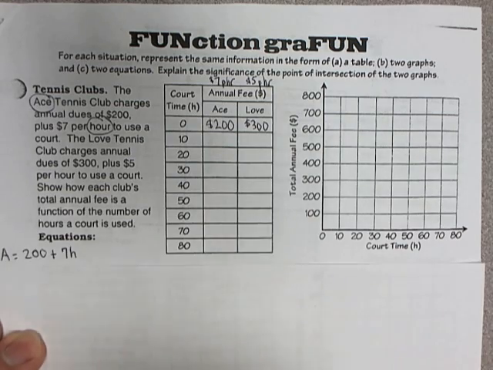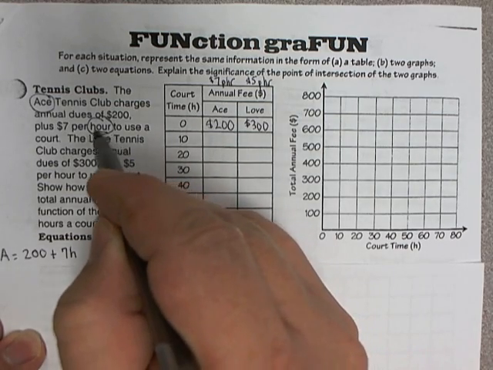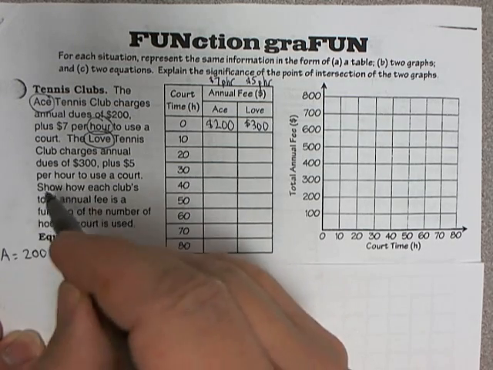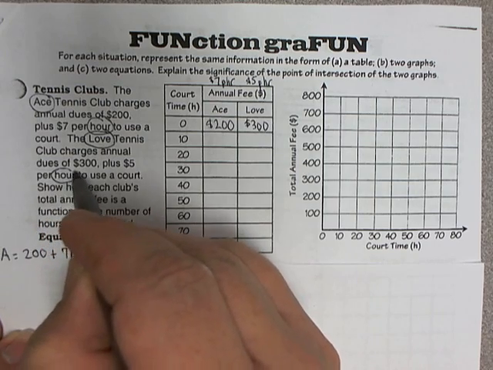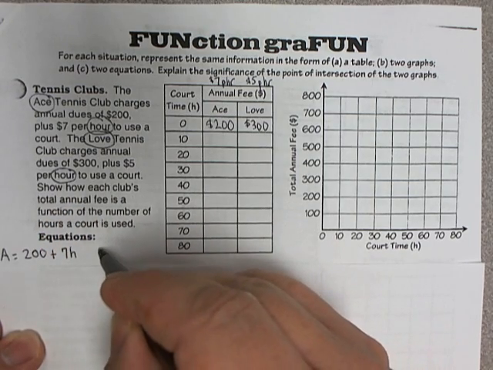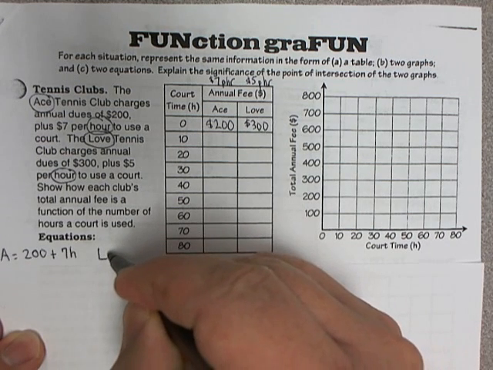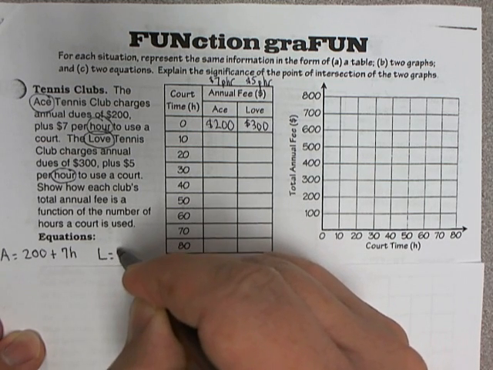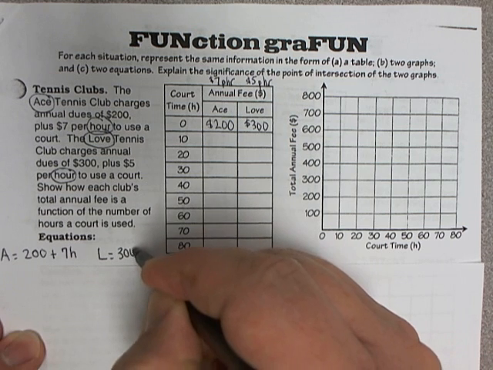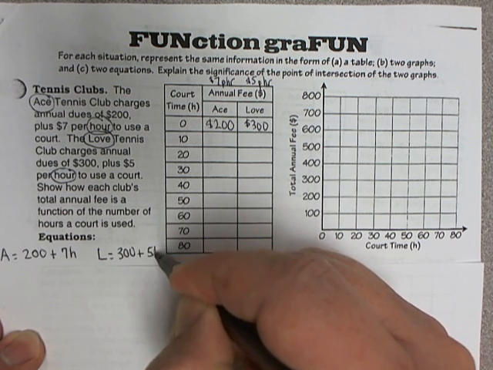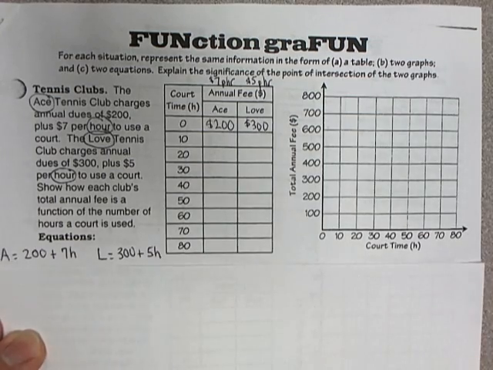Now the equation for Love Tennis Club, we're going to use the variable L to represent Love, and then we'll continue using the variable H to represent hours. So at Love Tennis Club, they charge an annual due of $300 plus $5 per hour, so 5 times H.